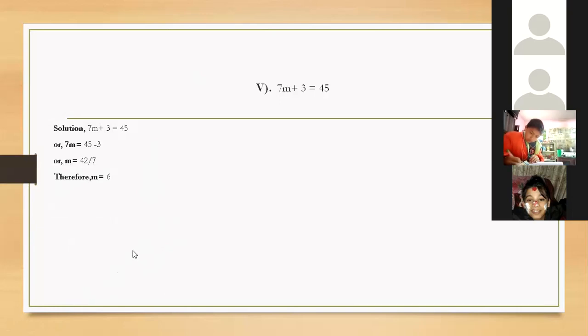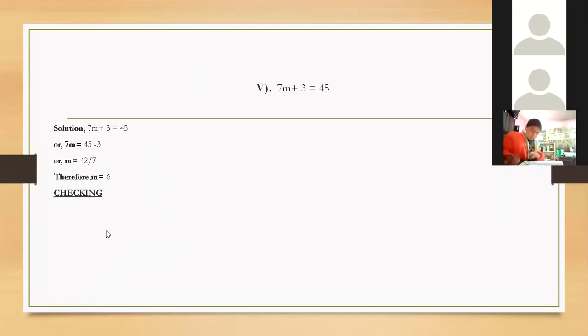Then substitute. The answer is 6. Sir, can you show the checking part? M equals 6 in the equation, put it there. And can you show the previous slide, sir? Because I forgot to screenshot. Okay, I will show you again.